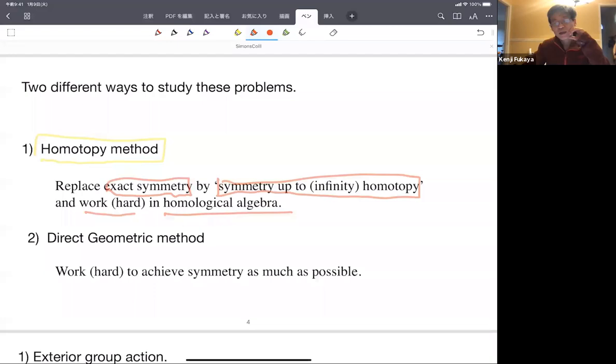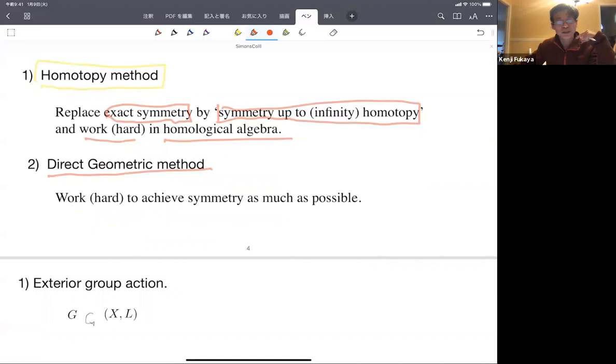This somehow simplifies the work on the geometry side, because in many cases symmetry up to homotopy is easier to realize. And there is a direct geometric method, where we want to keep the perturbation itself as symmetric as possible. And as I said, there is a difficulty with the direct geometric method, because genericity and symmetry are controversial. So I want to explain these two methods in several situations. The first, exterior group action, is actually not the one I want to explain more, but it is the one where these two methods can be explained most clearly.